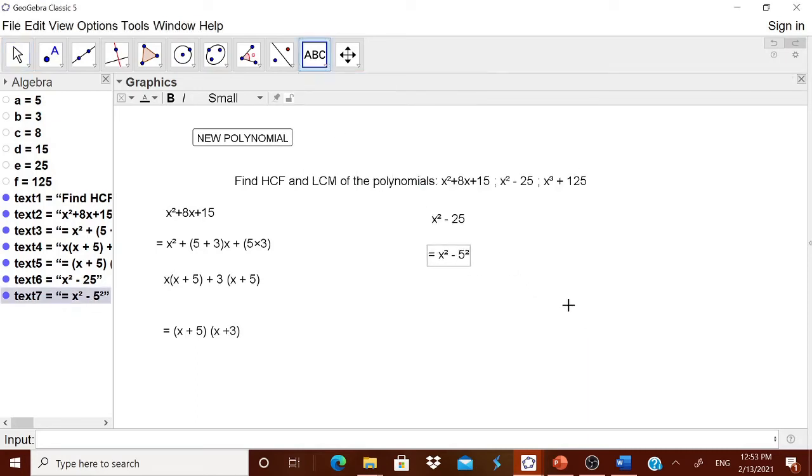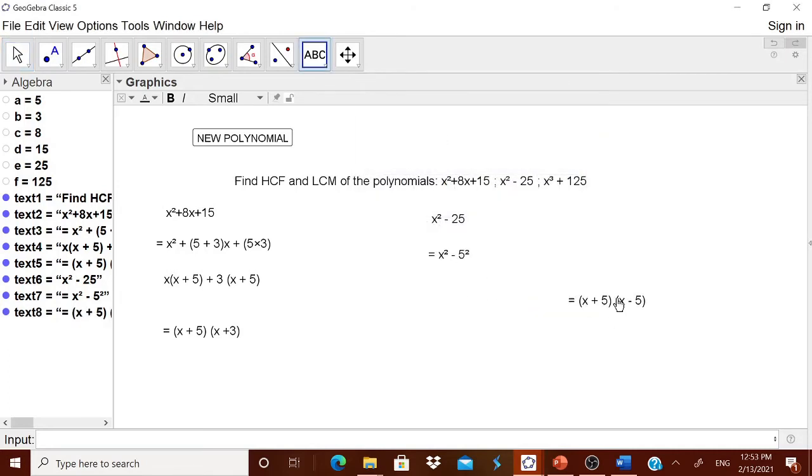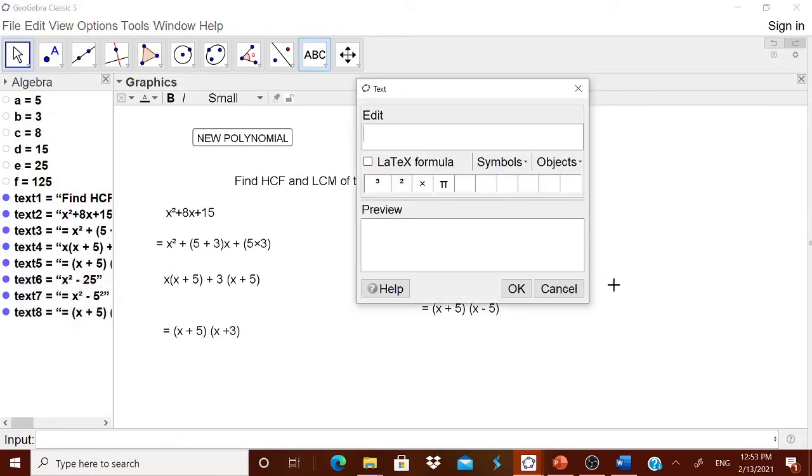But what he has to write now in the text is equal to x plus a into x minus a. Okay. Now it is factorized. Let us go to the third one. It is x cube. I think I have taken x cube plus a cube.